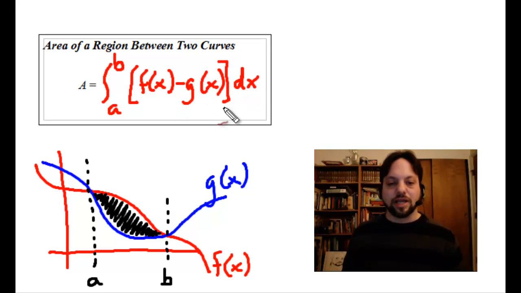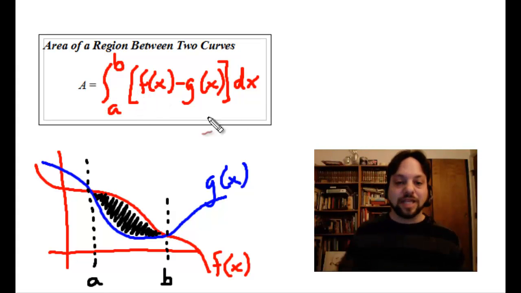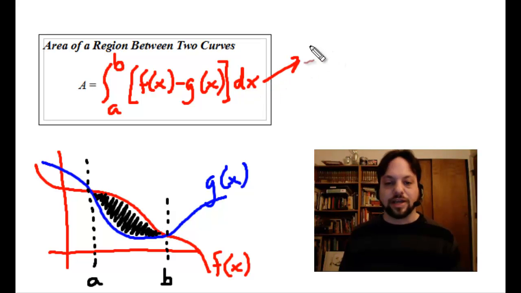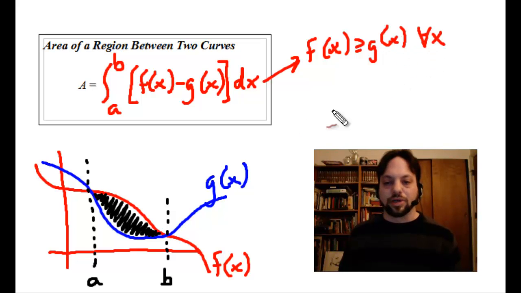Essentially, what's going on is we're finding the area under the curve f of x, and that does need to be the higher of the two. So I'll put a caveat here that f of x must be greater than or equal to g of x for all x in the region that I'm looking at.